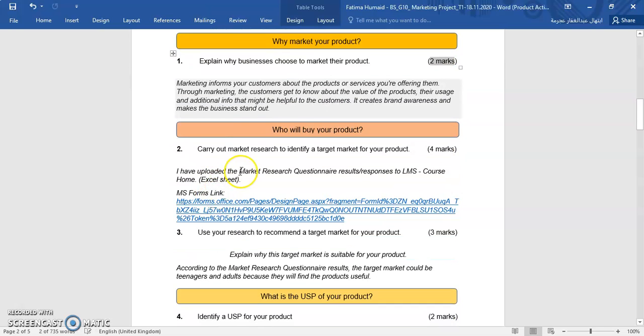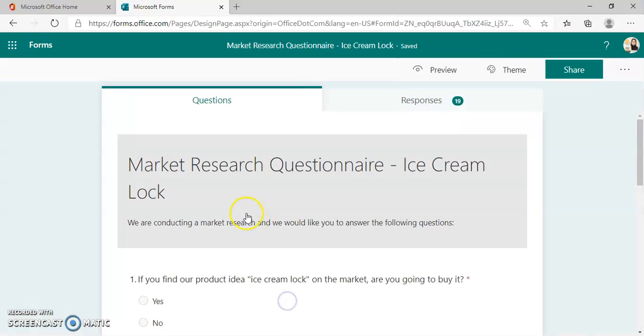Then they will move to the second question, which is: who will buy your product? As you can see, it is recommended that students carry out market research to identify a target market for their product. So all of you have actually conducted market research. So let's view the one that I have showed you previously as an example using Microsoft Forms.